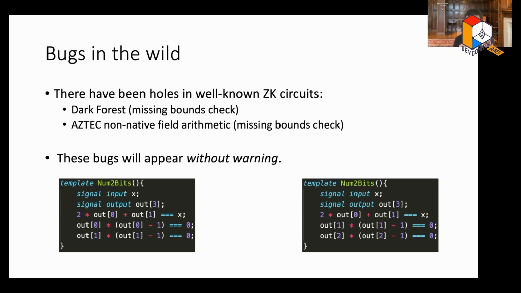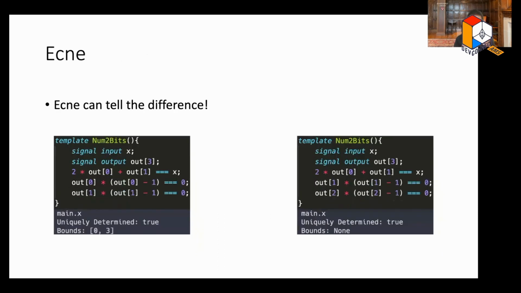In the second example, we constrain out[1] and out[2]. You might make this mistake if you have an off by 1 error, but all of a sudden, there's no constraints on x anymore. Circom will compile both of these with impunity. So we need to figure out a way to distinguish these. And Ecne can tell the difference. If you run Ecne on the first one, it'll tell you that x is bounded between 0 and 3. And the second one, it'll tell you that x has no bounds. So this is exactly what we want.